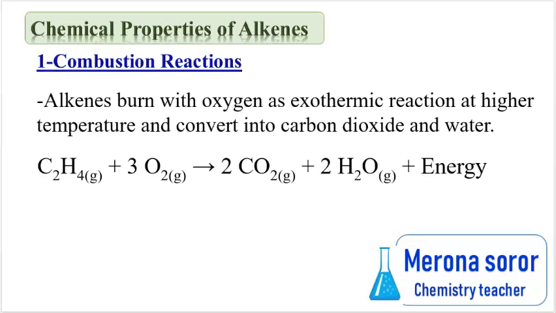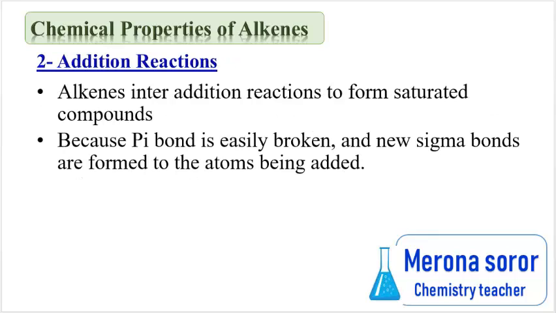Number 1. Combustion reaction. Alkenes burn with oxygen in an exothermic reaction at high temperature and convert into carbon dioxide and water. As an example, C2H4 plus 3O2 gives 2CO2 plus 2H2O and energy. Addition reaction. Alkenes enter addition reactions to form saturated compounds because the pi bond is easily broken and new sigma bonds are formed to the atoms being added.